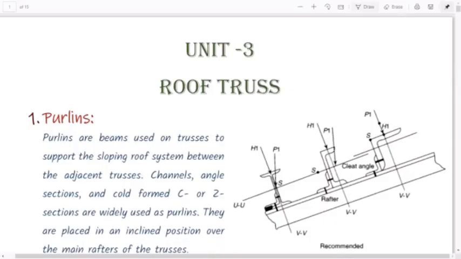Today, let us discuss roof truss from Unit 3. And one of the members that we are going to design today in this video is the purlin. A roof truss has different members like bottom chord, top chord.